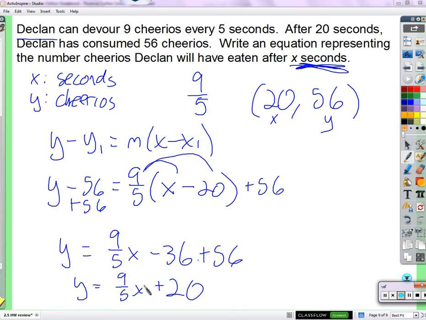So just a final thought here, we can see that every 5 seconds, 9 Cheerios are eaten. With this 20 here, that would mean that our y-intercept is 20, right? Or when we plug in 0 for x, we get 20, which means that Declan must have started off having already eaten 20 Cheerios when I started the stopwatch, I guess.